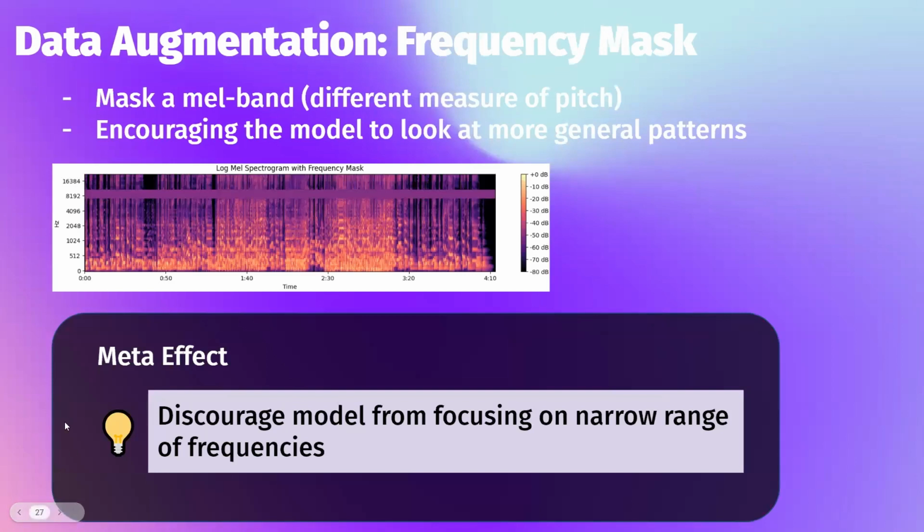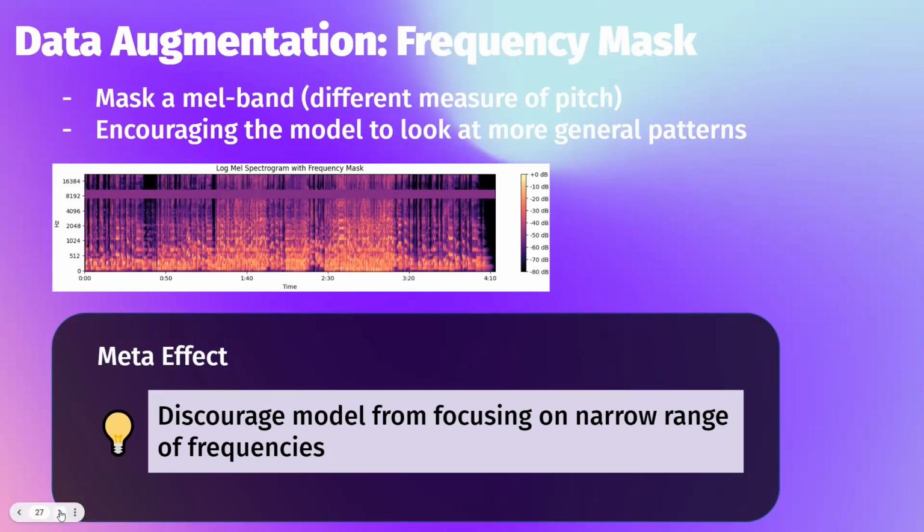We also used a frequency mask, but in our case, we more specifically used a MEL band mask. A MEL is just a different measure of pitch, but the difference between two MELs is indicative of how different two frequencies sound rather than the absolute difference of their frequencies. So this encourages the model to look more at general patterns and frequency ranges that are more audible and distinct to the listener.